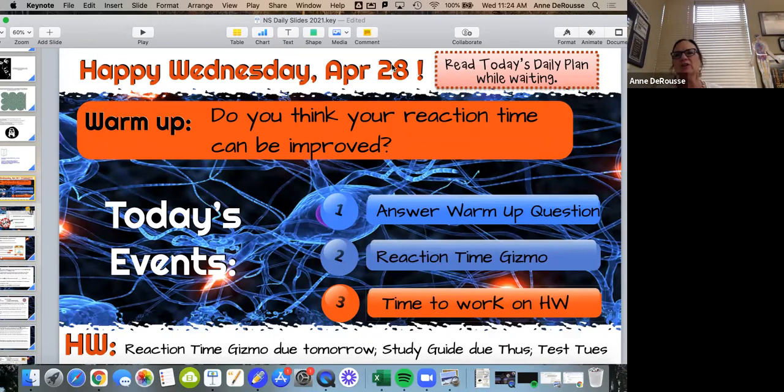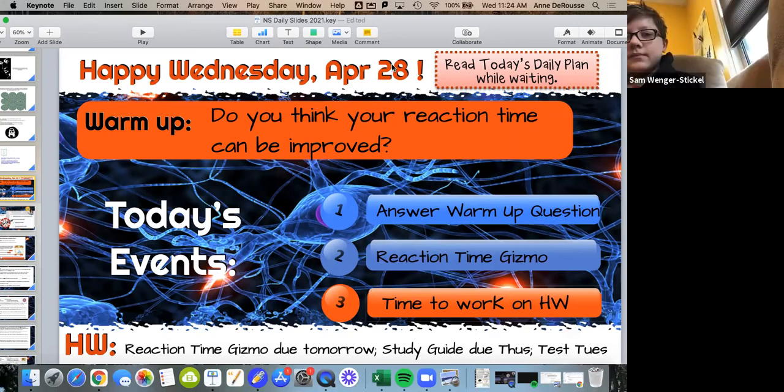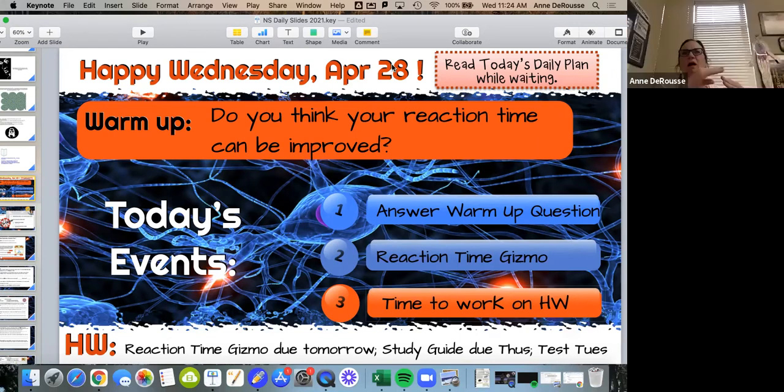Remember, a reaction is basically how quickly your impulse gets from your brain back to a response, right? Remember, we talked about the more an impulse travels through the same path, it gets there quicker. So in that case, one might hypothesize that you could possibly improve your reaction time. And we're going to do a lab today that you're going to get to test that out.